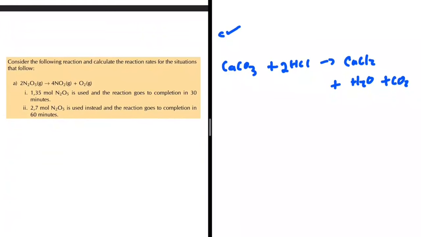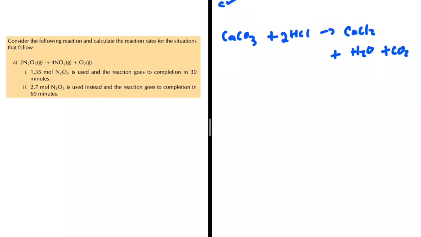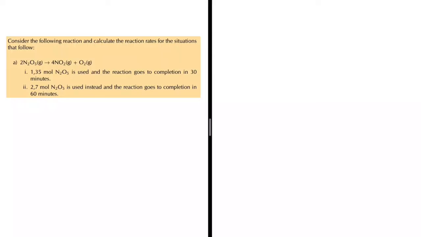Consider the following reaction and calculate the reaction rates for the situations that follow. The first question, A, Roman figure 1: 1.35 mole of N2O5 is used and the reaction goes to completion in 30 minutes. Okay, we're supposed to calculate the rate of reaction there.